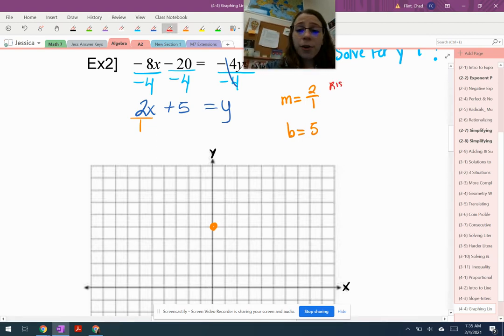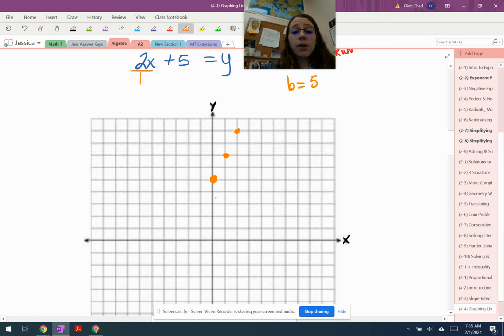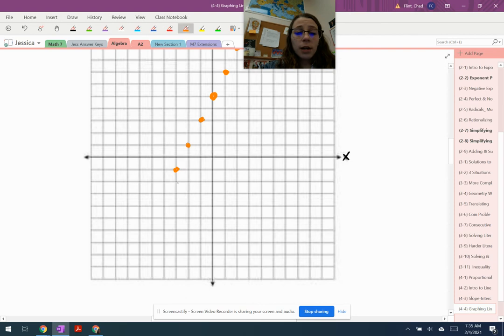Again, I'm looking at my rise on the top over run. So the rise is telling me +2, or up 2, and +1 on the bottom would be to the right. So up 2, right 1. Ran out of room, so I'm going to go back to my starting point and go backwards. Instead of going up 2, I'm going to go down 2, and instead of going right 1, I'm going to go left 1. Notice how I'm keeping in line with my other points. Down 2, left 1, down 2, left 1.